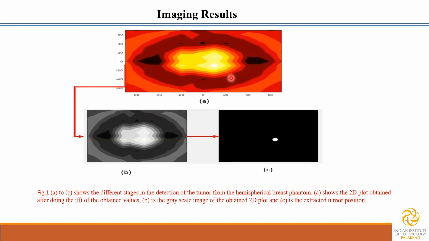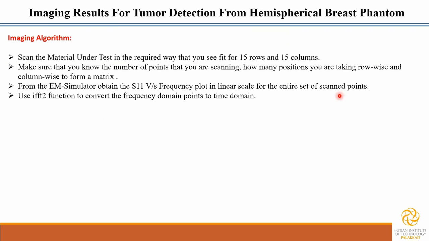So coming to the imaging algorithm, first we have to scan the MOT, the material under test, in such a way that one can see it as 15 rows by 15 columns. Then we have to make sure that we know the number of points that we are scanning, how many positions we are taking row-wise, and how many positions we are taking column-wise, in order to form a matrix. After that, from the simulator, we have to obtain the scattering parameter like the S11 versus frequency plot in a linear scale for the entire set of scanned points.